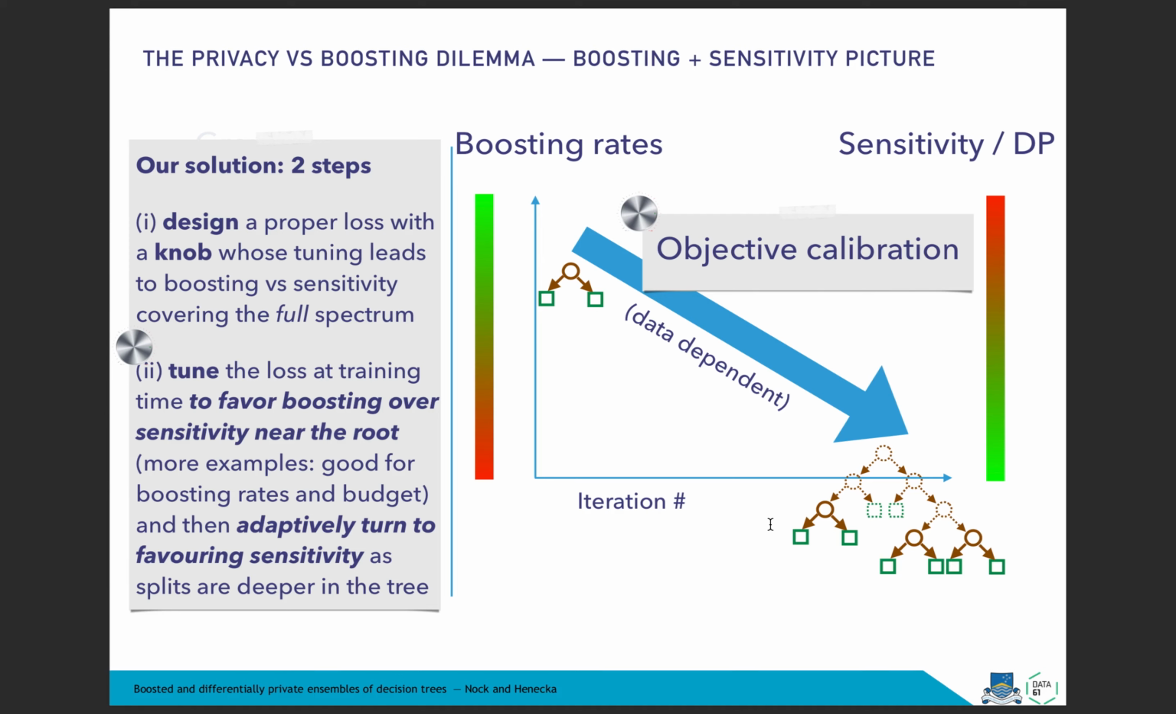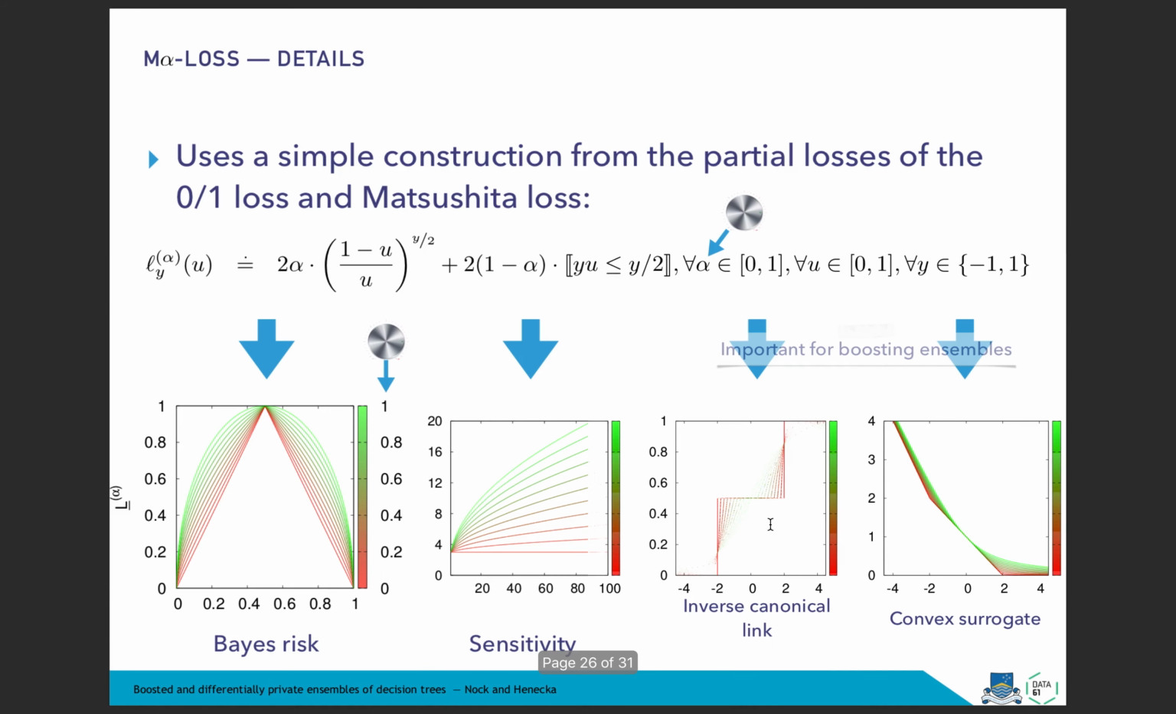And then, as we get deeper in the tree, we are going to adaptively turn to favoring sensitivity and therefore the privacy budget over the boosting rates. The loss that we have created is a very simple construct from the partial losses of the 0-1 loss and Matsushita loss. So remember, the 0-1 loss is the worst for rates but the best for sensitivity. Matsushita's loss is exactly the opposite.